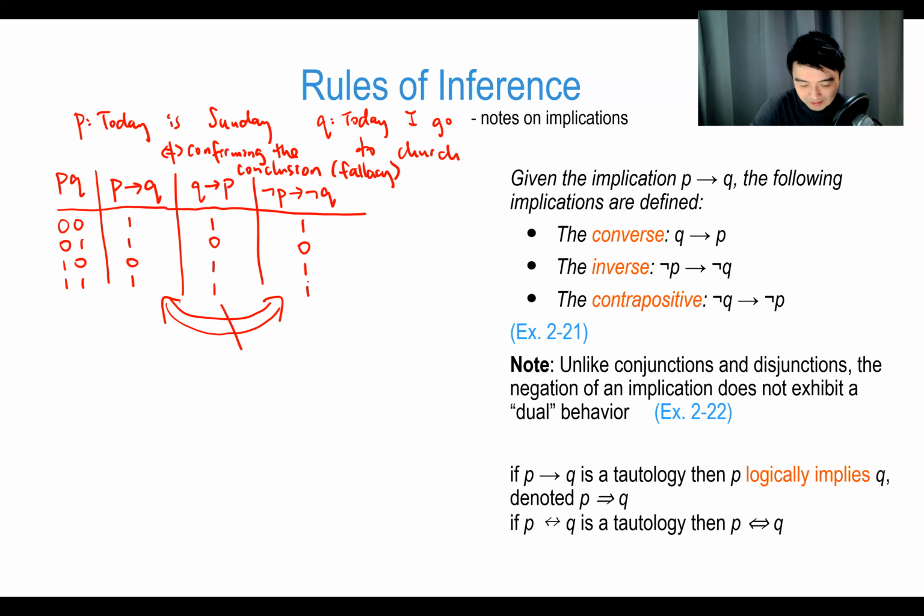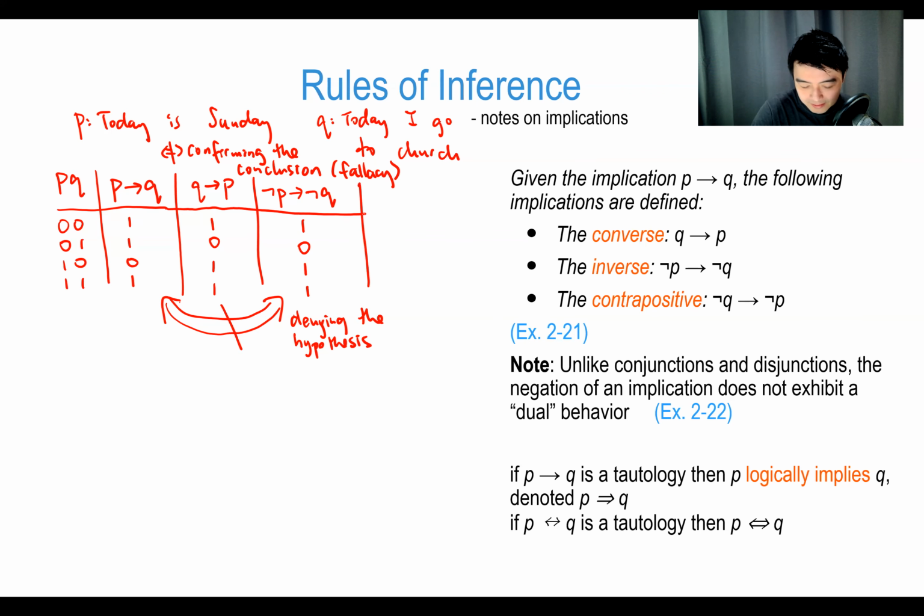And this fallacy is called denying the hypothesis. Just remember, these are just terms that people use in arguments to say that no, you're wrong because here you are confirming the conclusion, or no, you're wrong because you are denying the hypothesis. So these are just terms that are used in arguments.